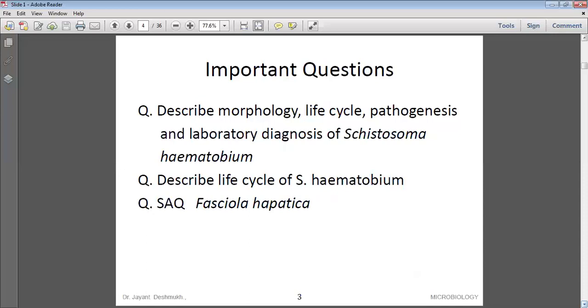Important questions may be asked in the exam and are also important in viva. Describe the morphology, life cycle, pathogenesis, and laboratory diagnosis of Schistosoma haematobium. Sometimes a short answer question, SAQ, may ask: describe the life cycle of Schistosoma haematobium. Maybe an important short note on Fasciola hepatica may also be asked. Here you write in short the life cycle, morphology, pathogenesis, and laboratory diagnosis.